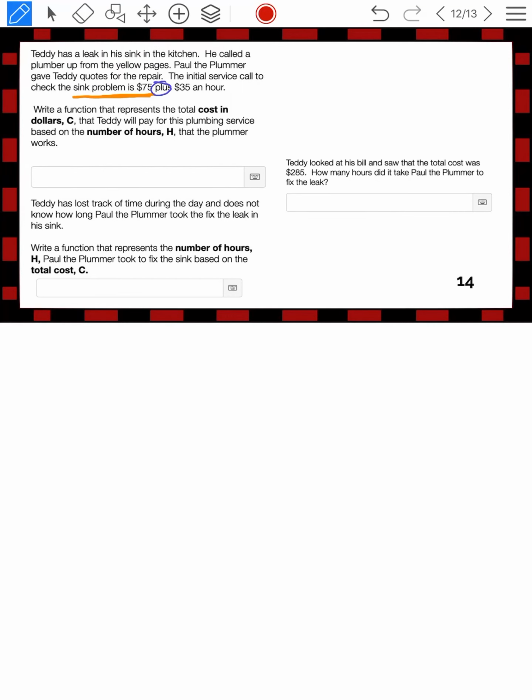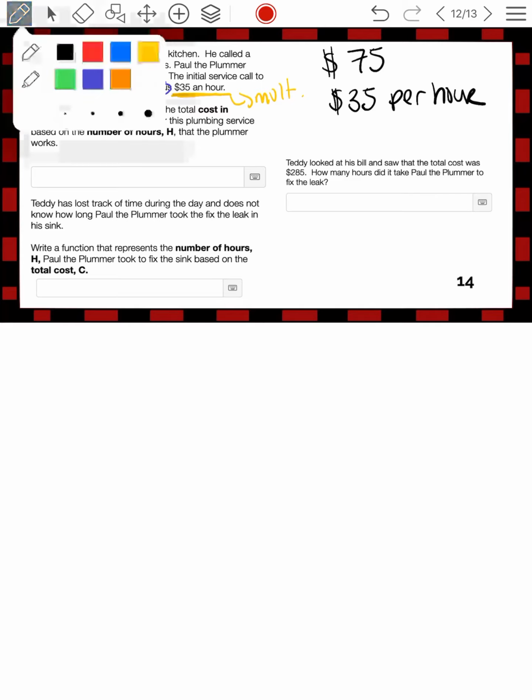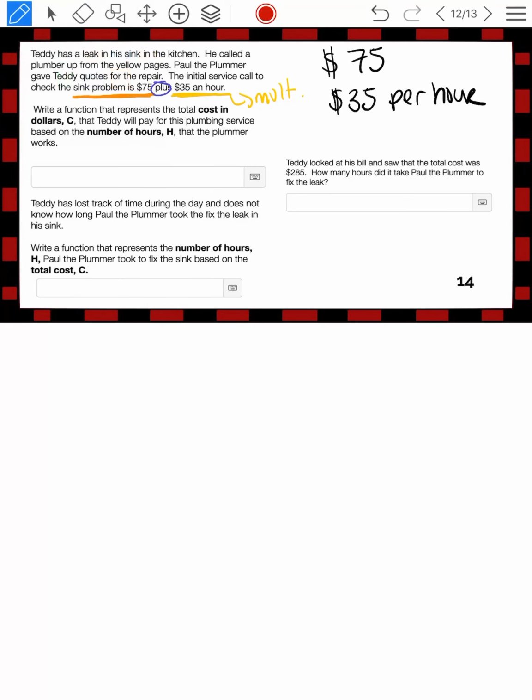Other keywords, plus $35 an hour. Or we talked about in class that sometimes you might see this as $35 per hour. But that means for each hour he stays, the plumber is charging $35 per hour or an hour. And this is a hint at multiplication. So we have two things. We have a $75 charge no matter what. And then we have a $35 charge per hour. So we know in our equation we're going to have those two numbers, sorry, not variables.